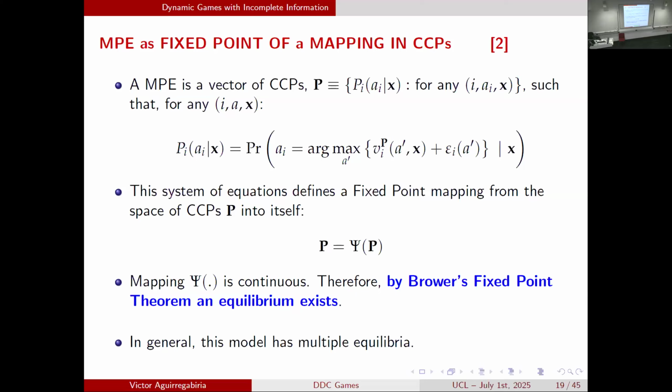This best response mapping psi that I'm using here is a continuous function. P belongs to the simplex, that is a compact space. Then by Brouwer's theorem, it's clear that an equilibrium exists in this game with private information. In general, dynamic games can have many equilibria, and that is going to be a potential issue in estimation, and especially in counterfactual experiments.